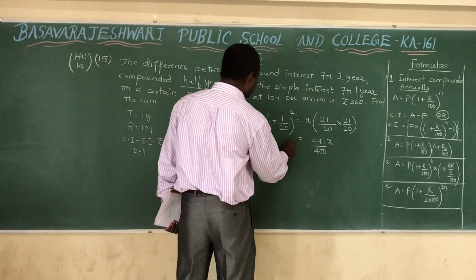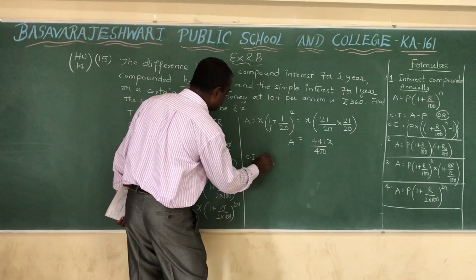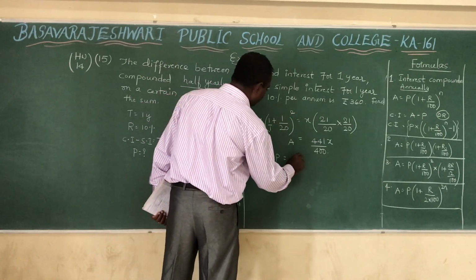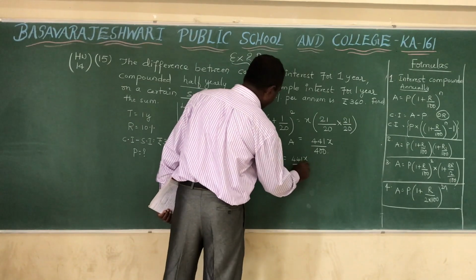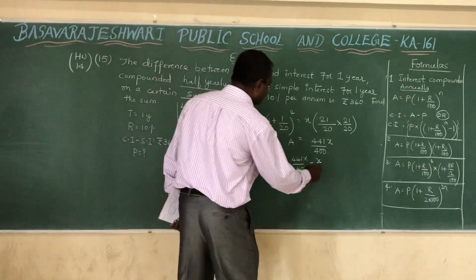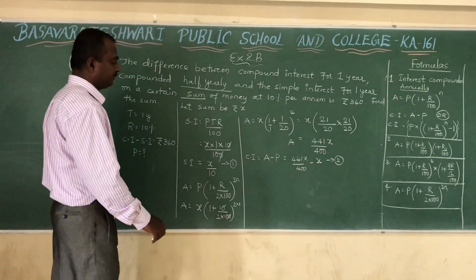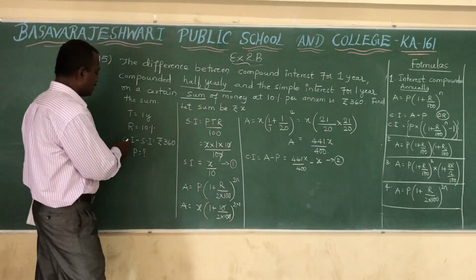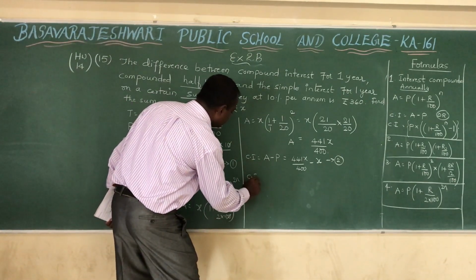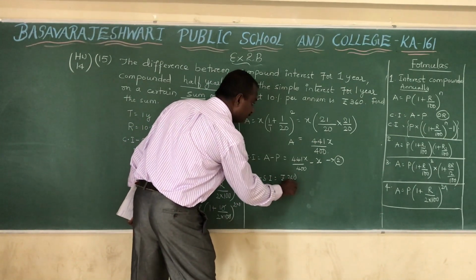So this is the amount, but we don't want the amount. We want the compound interest. Compound interest is equal to amount minus principal. Keep it as equation number 2. So this is compound interest. Now they are saying the difference between compound interest and simple interest is 360. So compound interest minus simple interest is equal to 360.